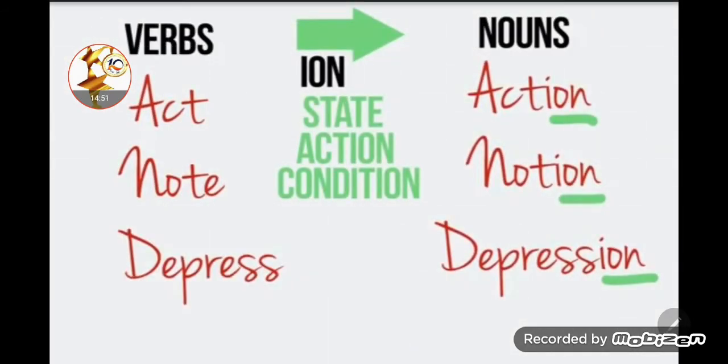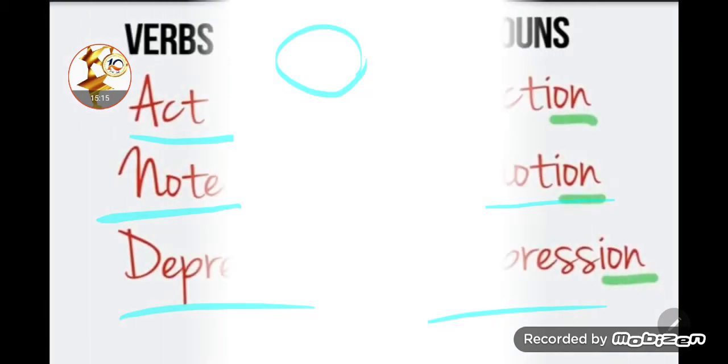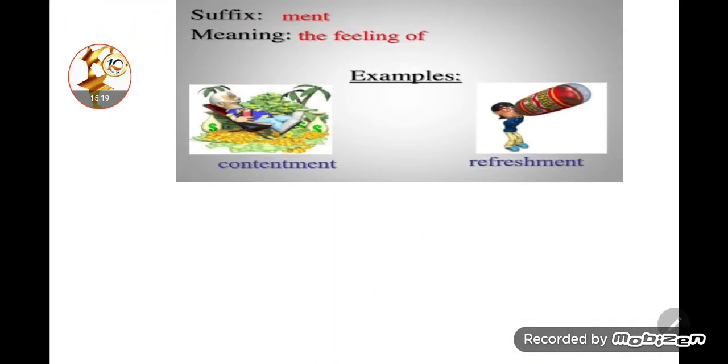Let's look here as well. As I told you, this is state of action or state of condition. If I want to add ion or tion to the verb, for example, act, action. Note, notion, and so on. Depress, depression. All these are examples of the suffixes tion, ion, etc. In your book they only asked you for er, tion, and ment, meaning the feeling of. For example, refresh, refreshment. So here I also turn the verb into a noun.